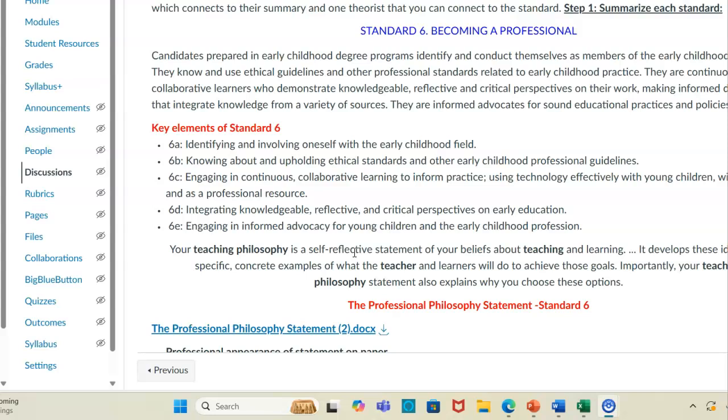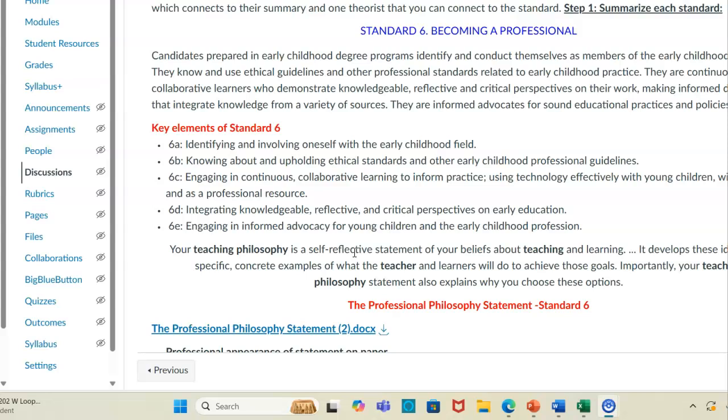6C is engaging in continuous collaborative learning to inform practices, using technology effectively with young children, with peers, and interprofessional resource. A lot of people will put something along the lines of tying it back to an assignment that you did in EED 111, multimedia, or if you attended a training on technology, or something along those lines where you participated in something. That's what's important.